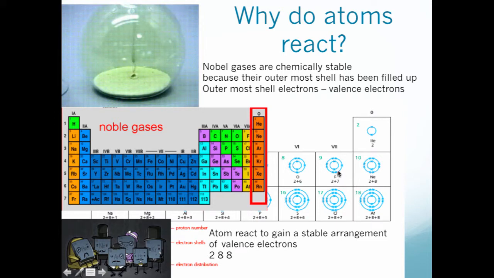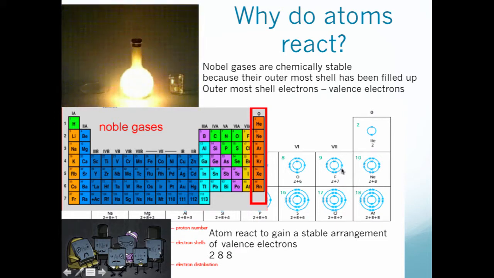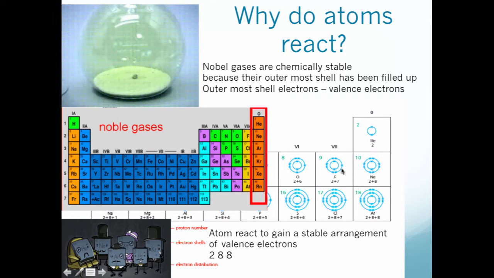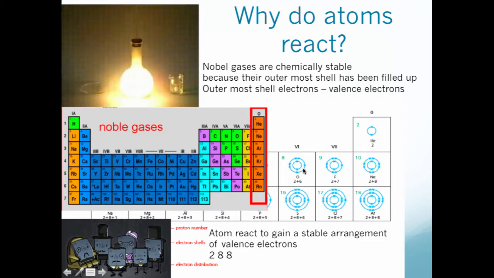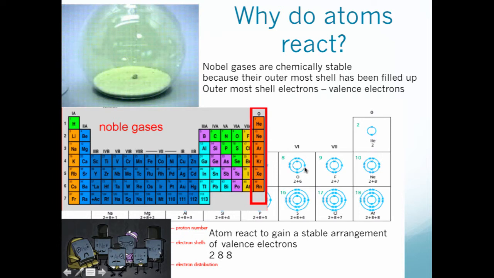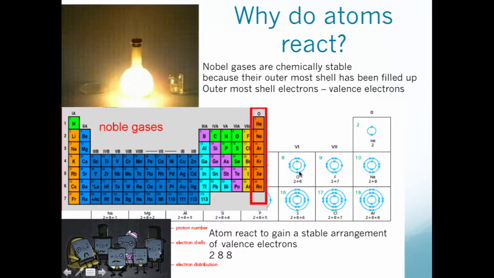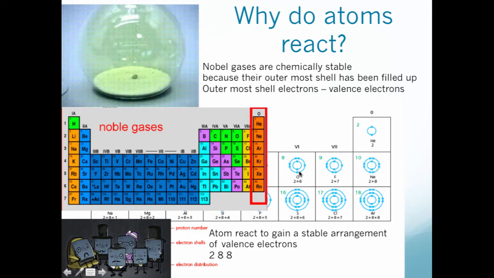as well. So fluorine here, this little fluorine, wants to gain 1 electron, right? Because he just missed only 1 electron to become super stable. Same thing with oxygen. Oxygen lady wants to fill up her valence electrons. She wants to gain 2 more electrons, right? So that she can have a very stable valence electron shell.